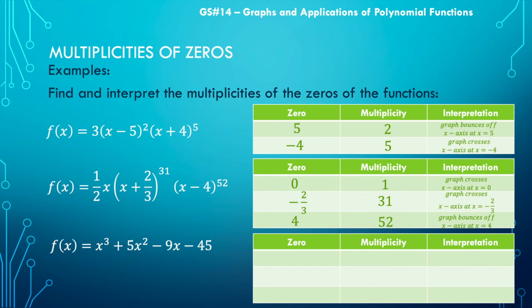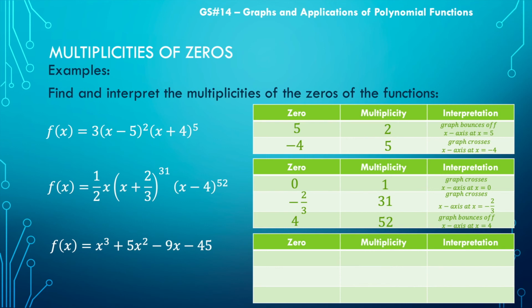The last example here is a little bit different. What makes it different from the previous two examples? If you look at the first two functions that we discussed, they're in factored form. Each of these pieces are factors, okay? But this last example is in expanded form, where all the factors have been multiplied out. That makes it more difficult to see the zeros when we can't see the factors. So the first thing we will want to do is factor this function.